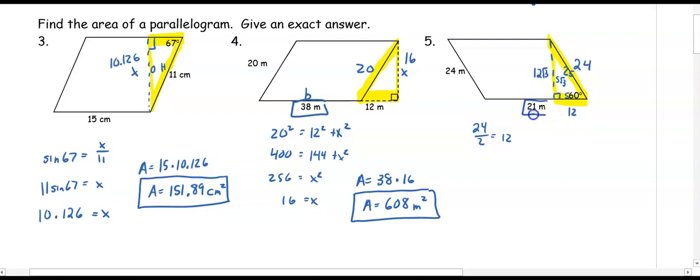For the base, we want to use this whole number, 21. So our area is 21 times 12 root 3, which equals 252 root 3 meters squared.